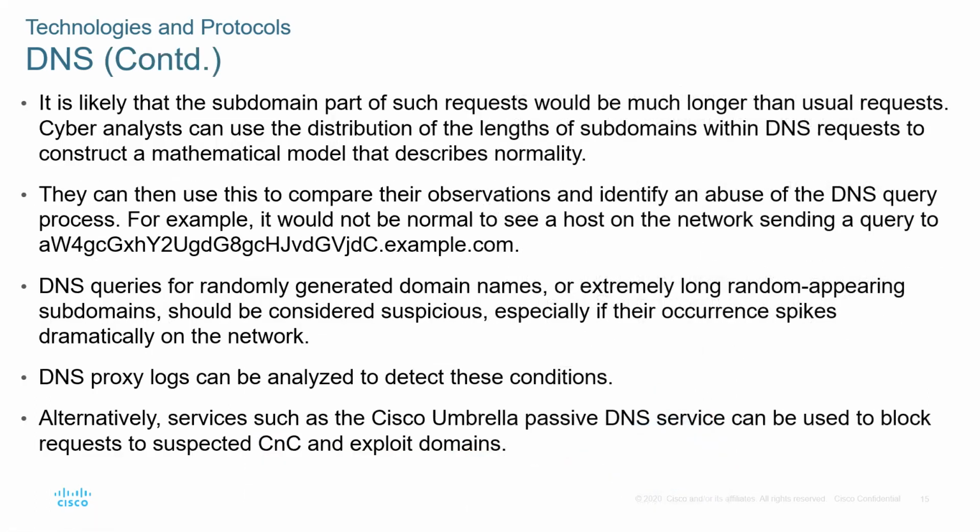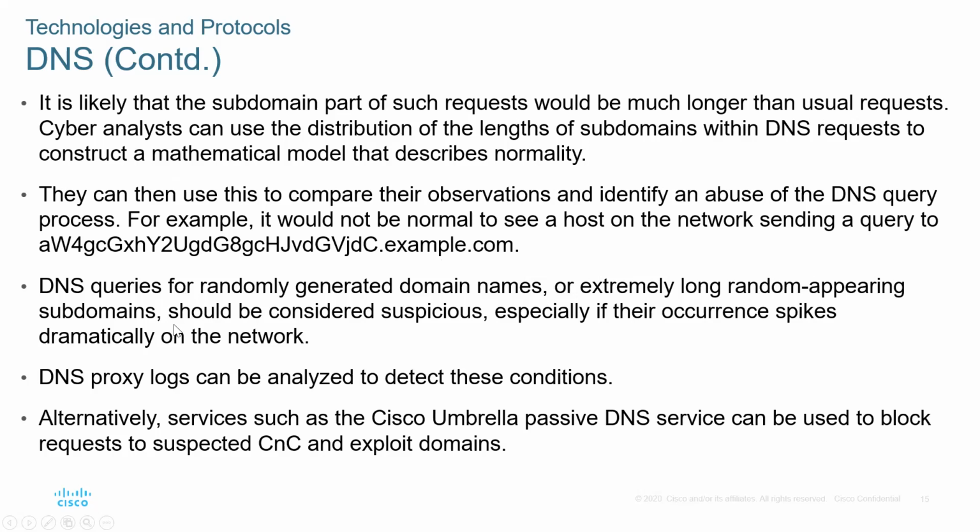So it's likely that the subdomain part of such requests would be much longer than usual requests, and therefore cyber analysts can use the distribution of lengths of the subdomains in DNS requests to construct a mathematical model to describe normality. And they can use this to compare their observations and identify abuse of the DNS query process. For example, it would not be normal to see a host on the network sending a query to, and then a base 64 string, example.com.